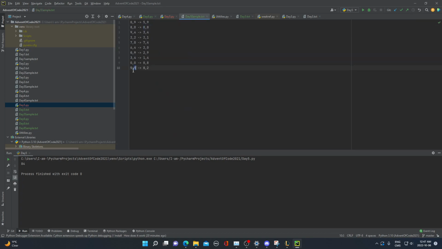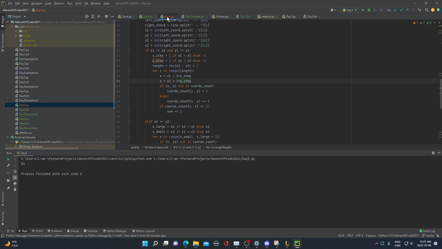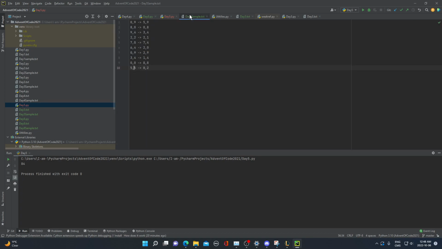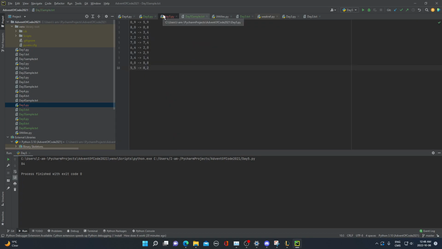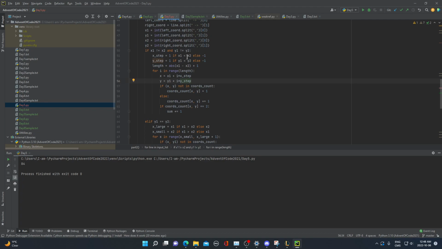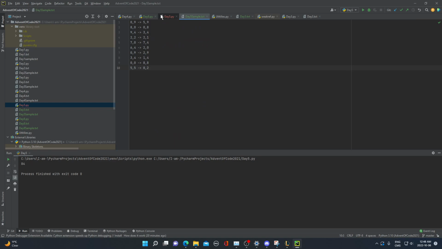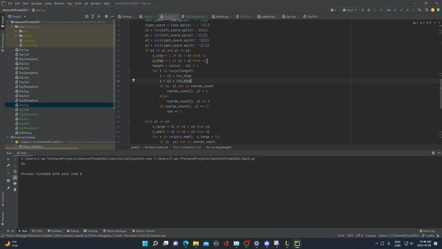So let's go here, 5, 5, and 8, 2. That's a good example, I think. So we start with 5 and 5. 5 is less than 8, so the step is 1. And 8 is greater than 5, or 5 is greater than 2, which means that it's negative 1. So y step is negative 1, x step is 1.